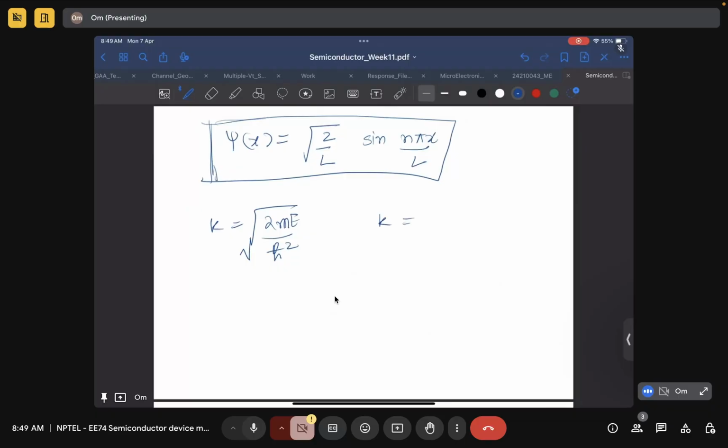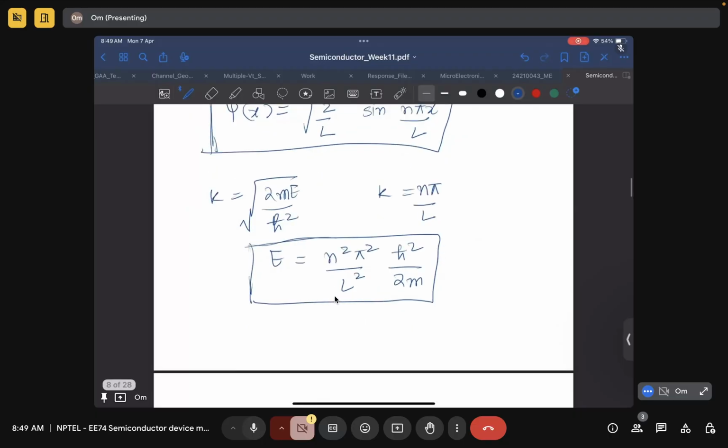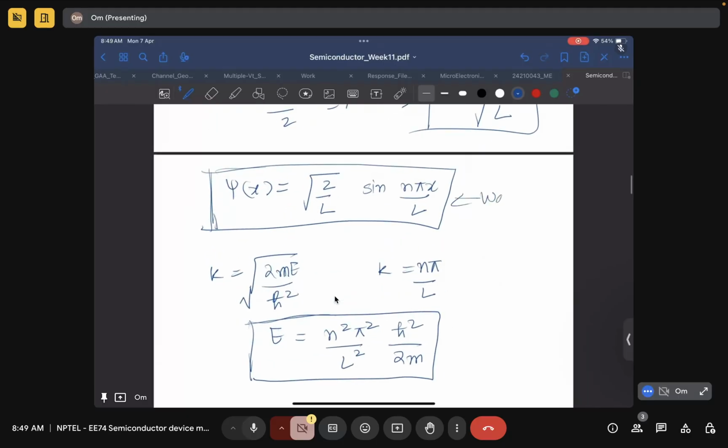And we also know k equals n pi by L. So if we equate these two, we will get E equals n square pi square by L square, h cross square by 2m. So this is your E. Okay, so these are the wave function and energy of a particle in a 1D infinite potential well.